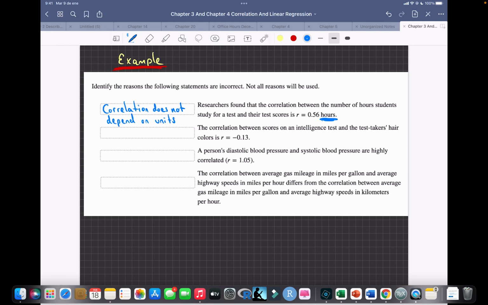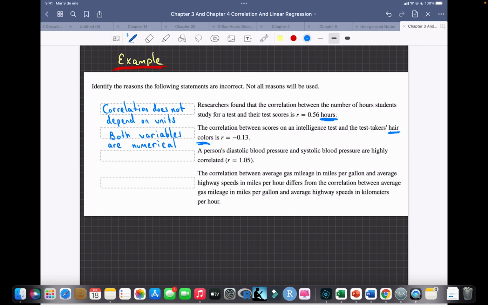Next example, the correlation between scores on an intelligence test and the test taker's hair colors. This is wrong. We don't use categorical variables here. Both variables should be numerical.